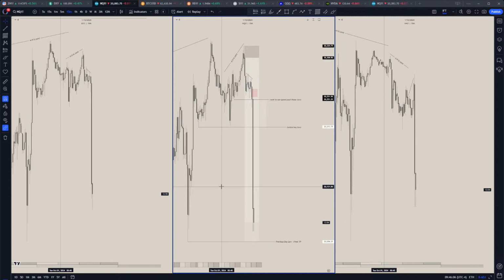And once you understand the story of price, then you'll be like, oh, okay, this is the liquidity requirement as of right now. We need to take out some sell side liquidity before we can see higher prices, for example.